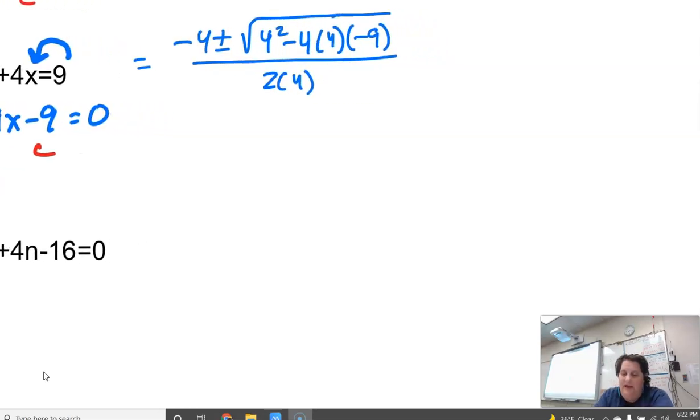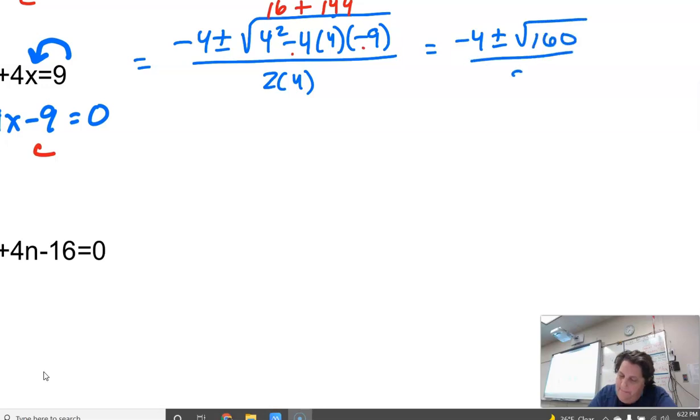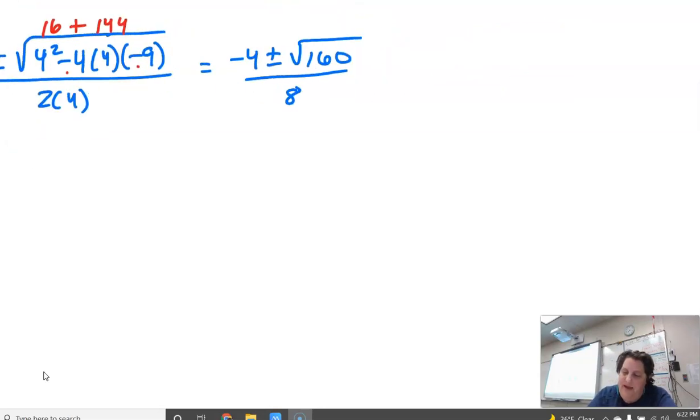Now remember up here, I like to go like this. 4 squared is 16, minus a negative is plus. So this time I have 4 times 4 times 9 is 144, plus 16 is 160. Okay? Now, I look at this number and I go, is that a perfect square? Okay, which it's not. 160 is not a perfect square, but it does break down.